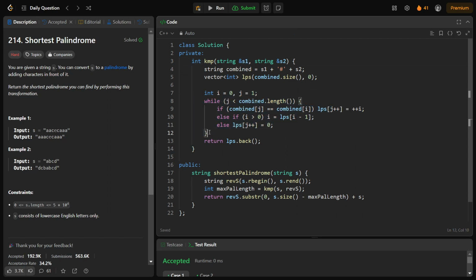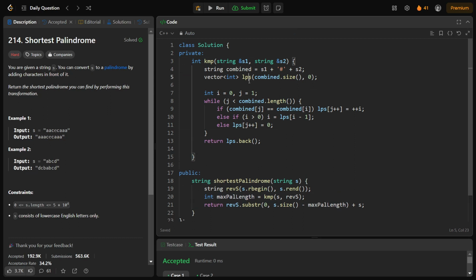You have two iterators. You traverse using j, you traverse the whole string once, and depending on the position of i, you can do the pattern matching, and in the end whatever is the last element in this list would be the number of elements in the palindromic string, and that is what we do. I've already explained how this works. So let's discuss the time and space complexity.